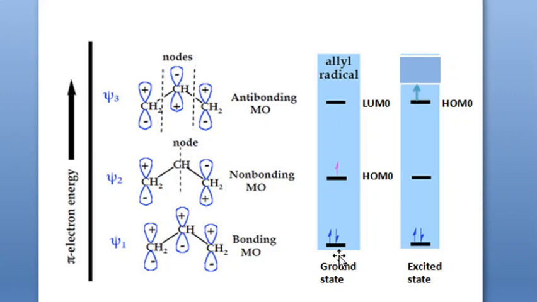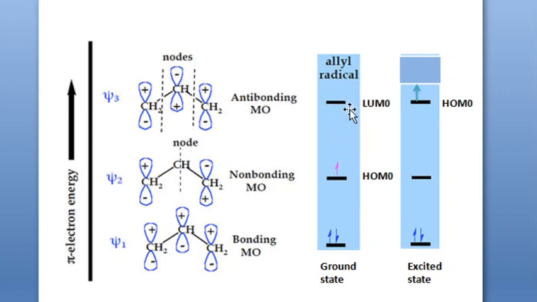So now its ground state configuration is what? 3 electrons are there. So psi1 having 2 electrons, psi2 with 1 electron, and psi3 with 0 electrons. You can see that is your electronic configuration in ground state. So now from this you identify HOMO and LUMO. HOMO is the highest occupied molecular orbital, and LUMO is the lowest unoccupied molecular orbital. So the occupied molecular orbital with highest energy is what? HOMO. So this is your HOMO and this is your LUMO.